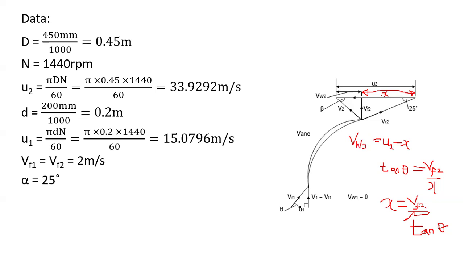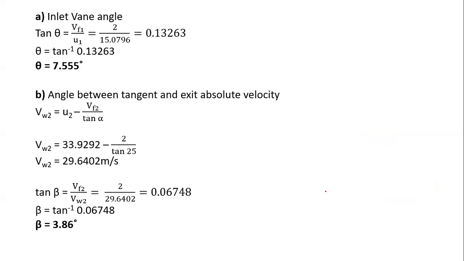VW2. So why not go back and substitute for this? So what I have now is VW2 being equal to U2 minus this thing I've written here: U2 minus VF2 over tan theta. So let me take us back to there. This is what I have.